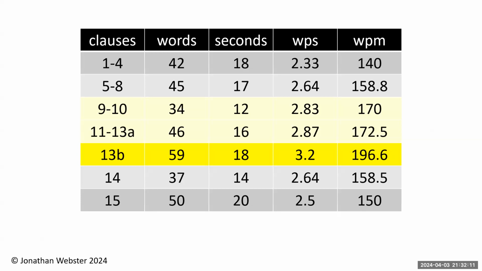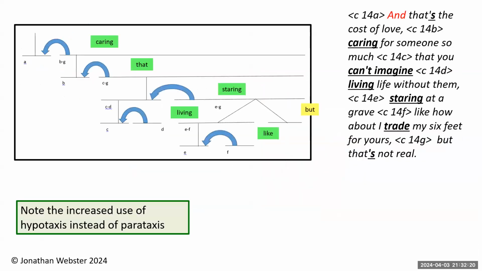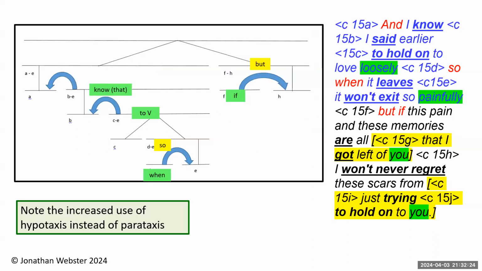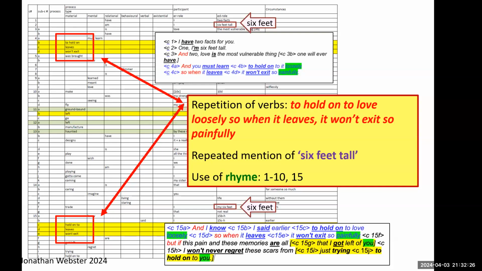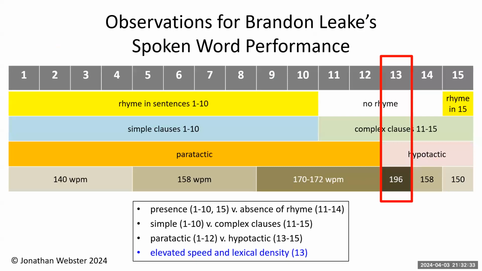You can't do this if you were looking at a text. I could because I had the tape, the audio, to listen to. Increased use of hypotaxis, parataxis. The repetition at the beginning and at the end, sort of in a way seeming to come full circle. But what I noticed was where there was rhyme and there were simple clauses, there was parataxis, all of that changed at that point.